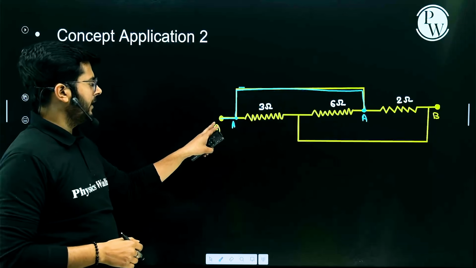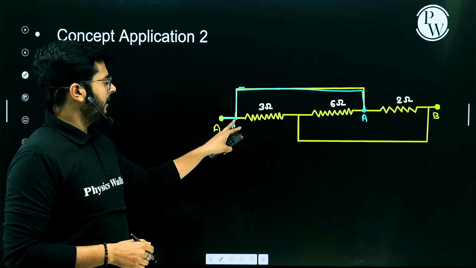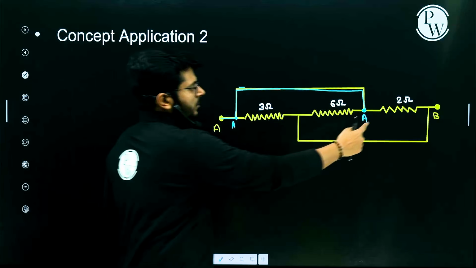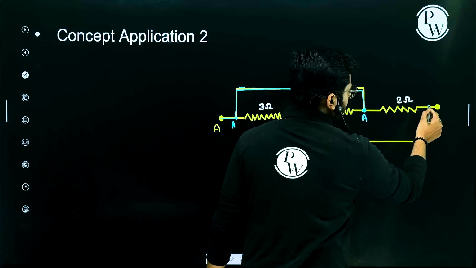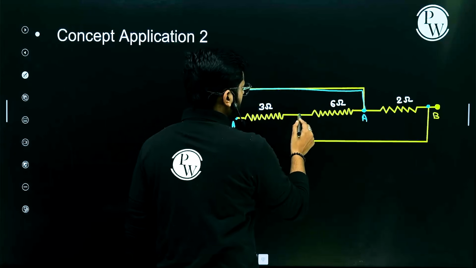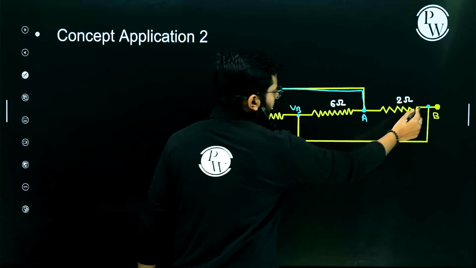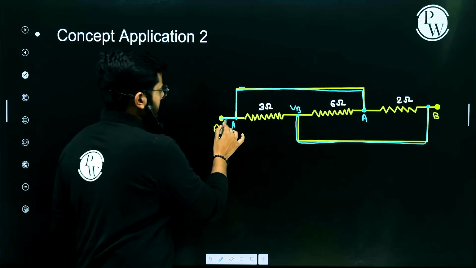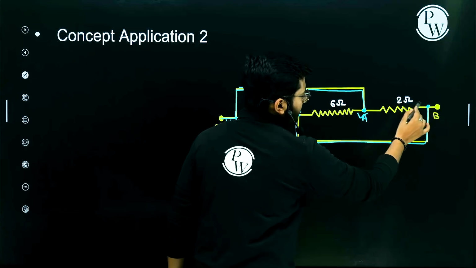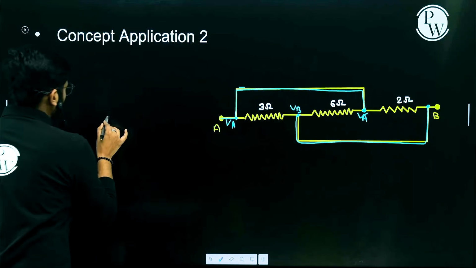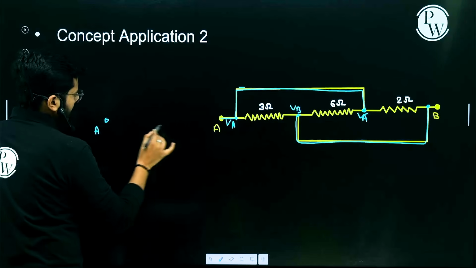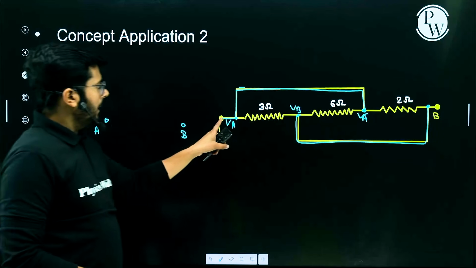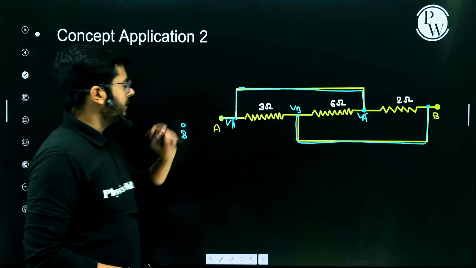The potential at A is VA, here also you have VA, and here also you have VA, right? Similarly, this point is B, the potential here is VB. Over here also it is going to be VB because they are connected with a connecting wire, right? So now if you draw the points, point A and point B, at point A the potential is VA, at point B the potential is VB. Between VA and VB we have this 3 ohm.